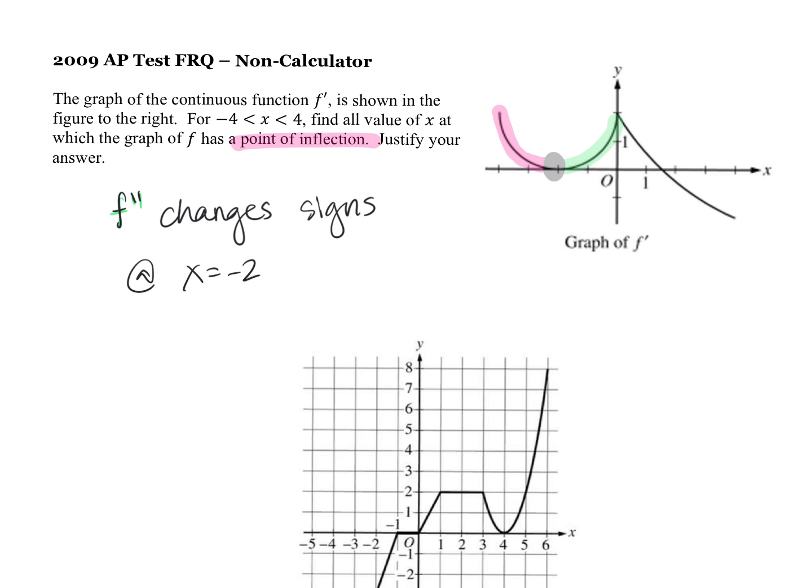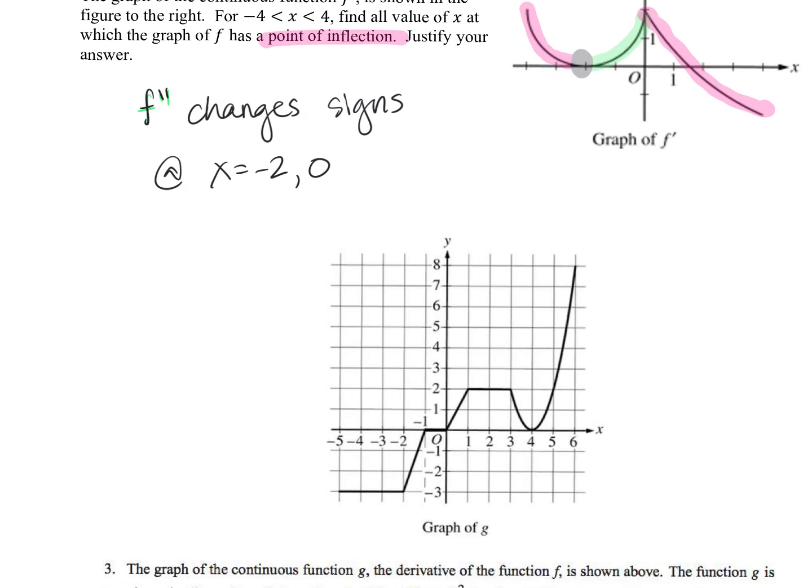Do you think it's happening anywhere else? Yeah. What was my f double prime here in green? Positive. What's my f double prime here in pink? Negative. Did my f double prime change signs even though it's at a cusp or corner? Yes. My f double prime went from positive to negative, and that's all we need. So we're going to say that happened at 0. I will say my f double prime does not exist at 0 because we have a cusp or a corner, but it still has a point of inflection there. You cool with that? Good job, you guys.